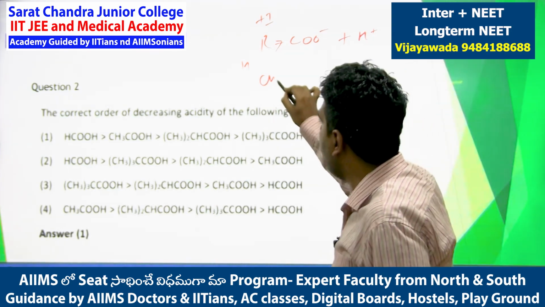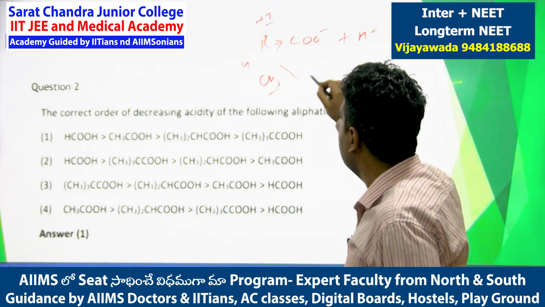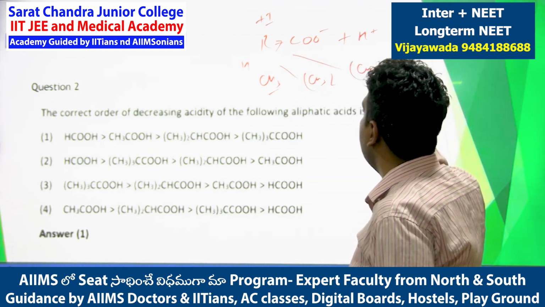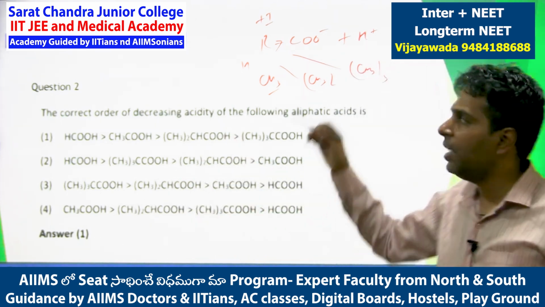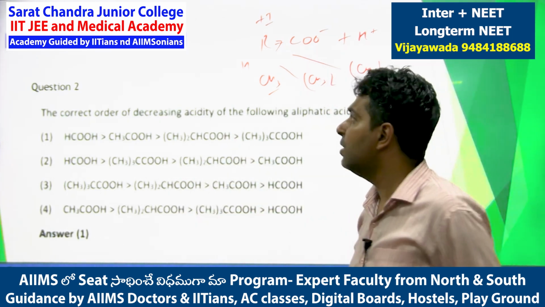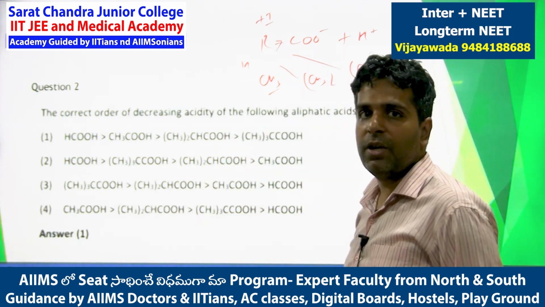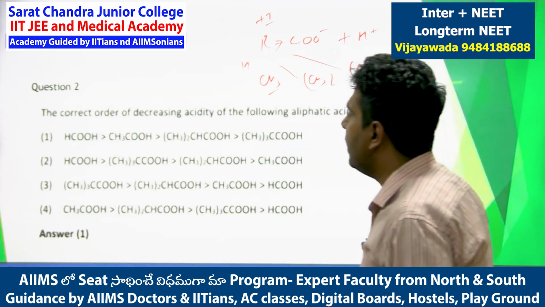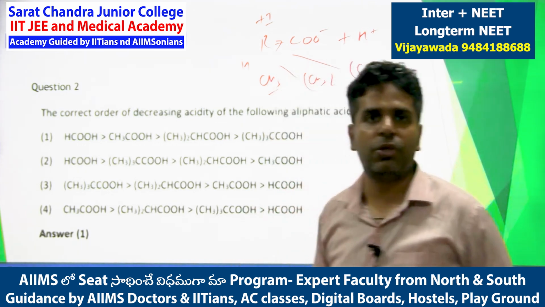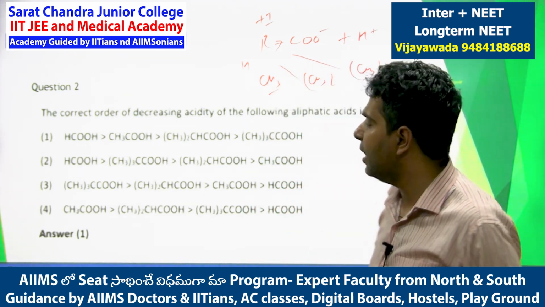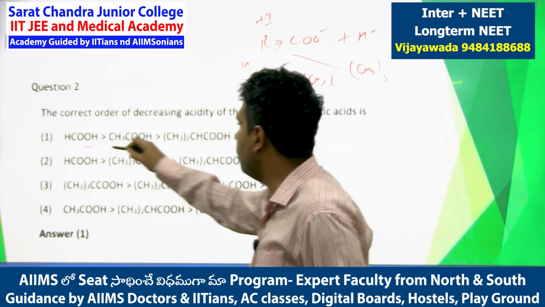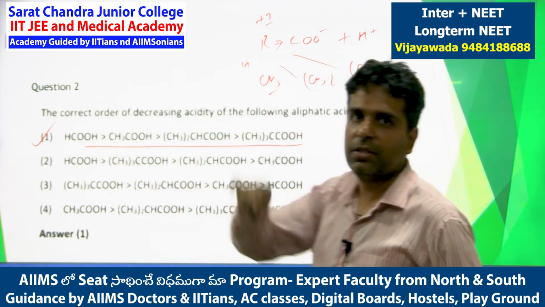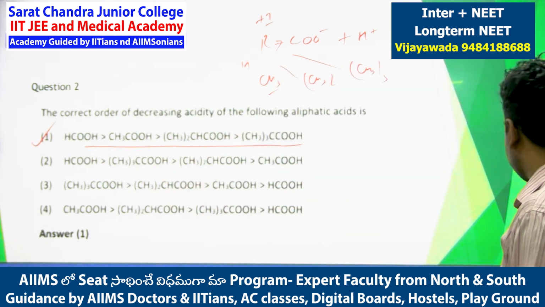As the size of the alkyl group is increasing, CH3 twice, then CH3 thrice, the inductive effect will increase, and that will destabilize the conjugate base and the acidic strength will decrease. So the more stable the conjugate base, the more the acidic strength. Formic acid will form formate ion, which is the most stable conjugate base, and that acid will be the strongest. As the size of the alkyl group is increasing, the acidic strength will decrease. So the answer will be the first option.